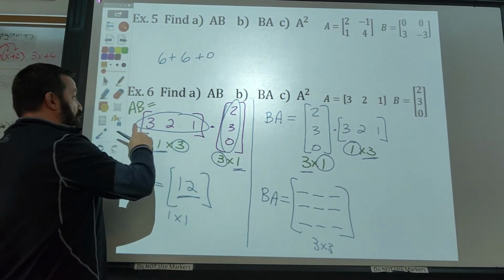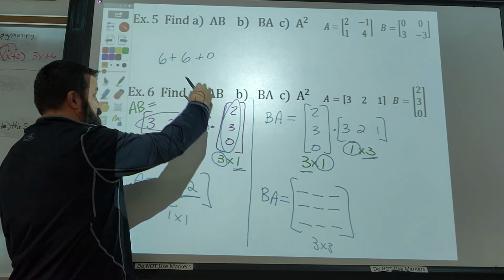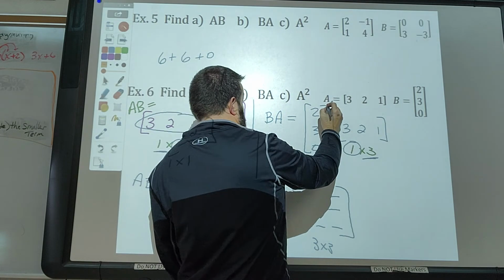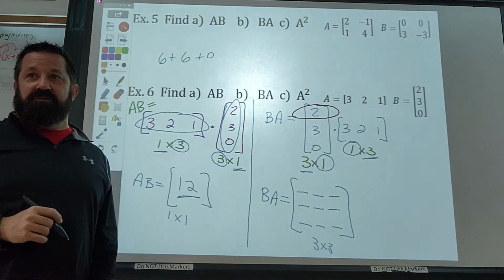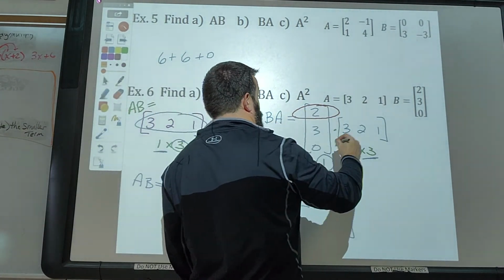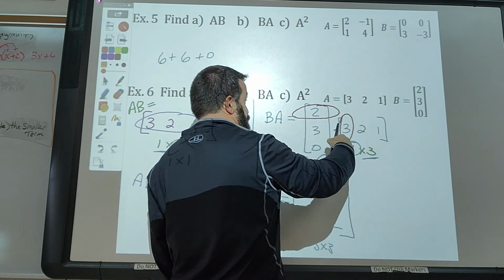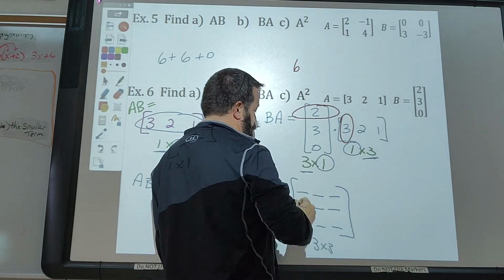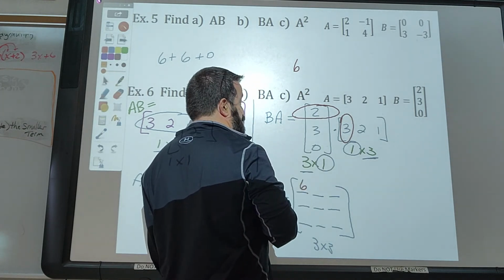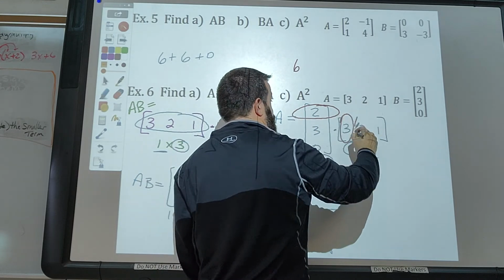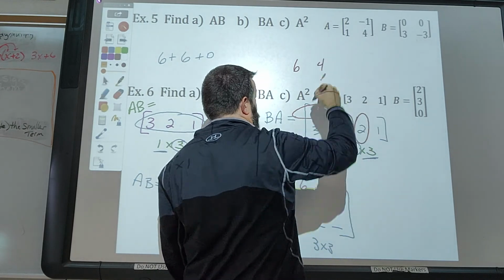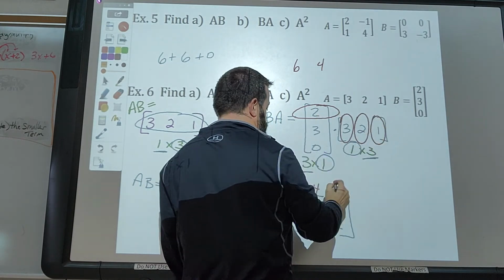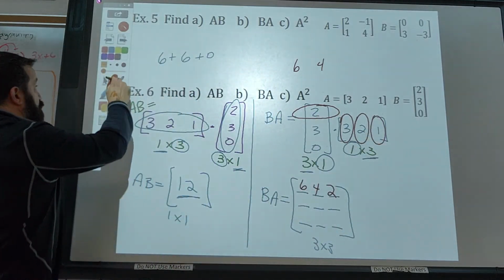Like over here, I only had 1 row and 1 column, so I had 3 products to add together. This time, as I do this, my first row only has 1 element in it. So I have my first row times my first column. 2 times 3, first element times first element, is 6. Add all those up. There's only one number to add up. There's nothing to add up. I get 6. So then I take that same row times the second column. 2 times 2 is 4. Add those up. Well, it's just 4. 2 times 1 is 2. So that gives me my first row.